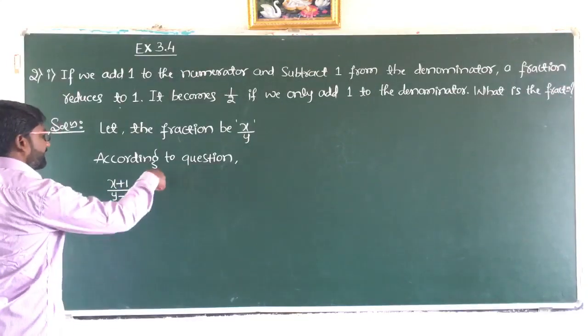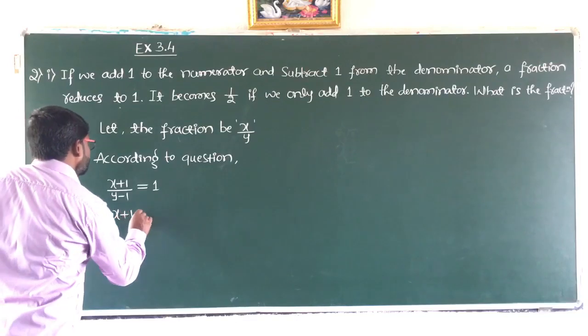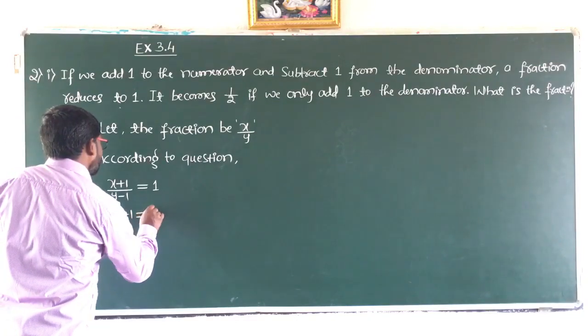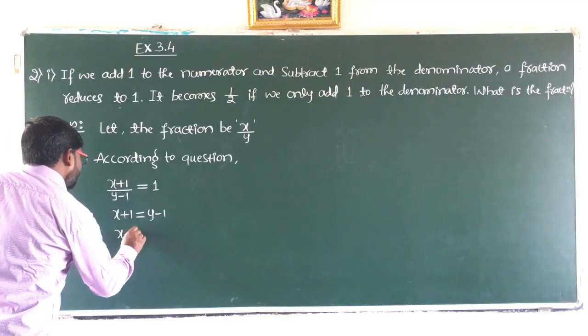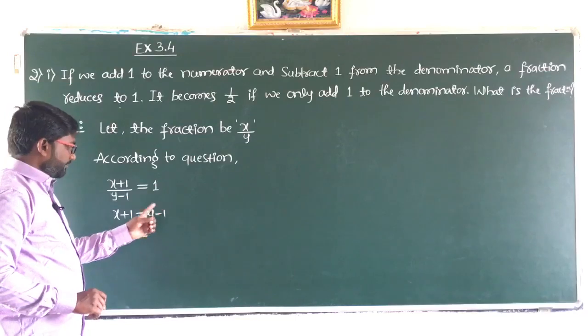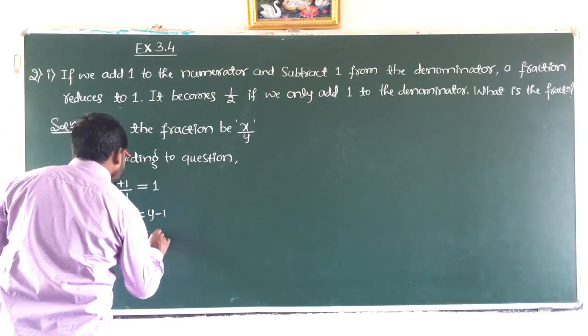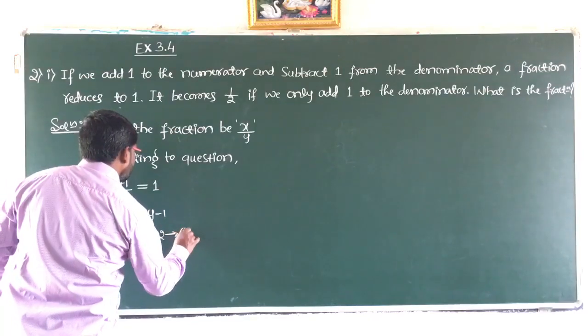Now take y minus 1 to the RHS, it will be multiplied with 1, so x plus 1 is equal to y minus 1. Now x minus y is equal to, take 1 to the RHS, it becomes minus 1. Minus 1 and minus 1, we get minus 2. So, this is equation number 1.